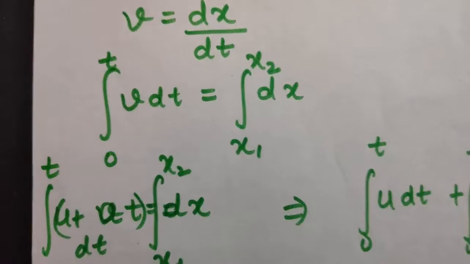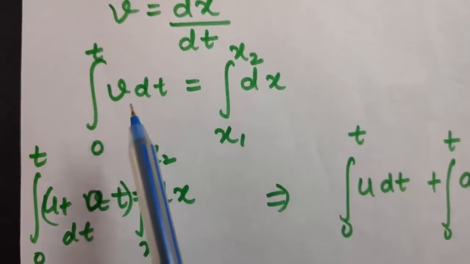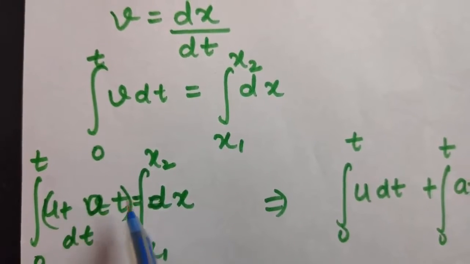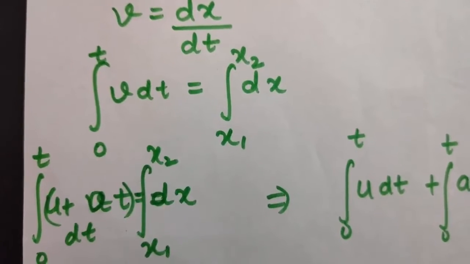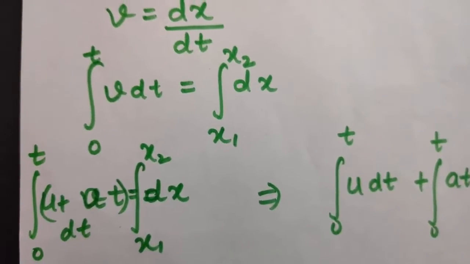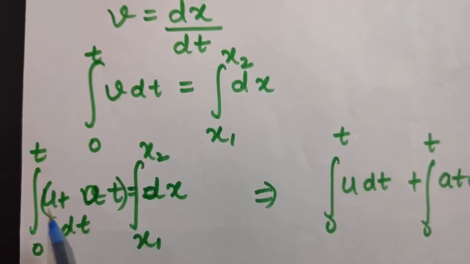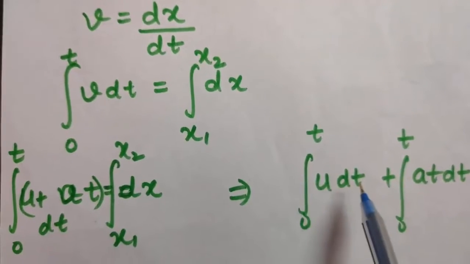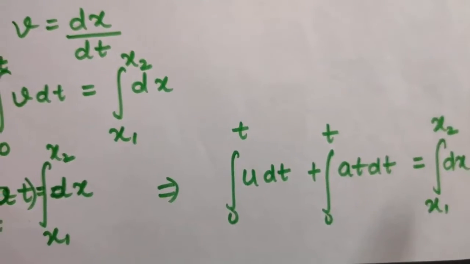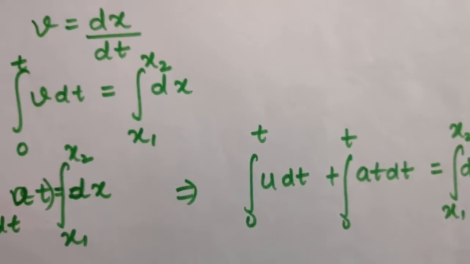Now again, from the first equation we know v is equal to u plus at, so I am just putting the value of v here. v is u plus at, dt will remain as it is, integration 0 to t is equal to integration of dx from x1 to x2. Now as you know, this is an addition, so we will get two integrations, that is integration of u dt plus integration of at dt is equal to integration of dx. Limits are the same as we have written here.